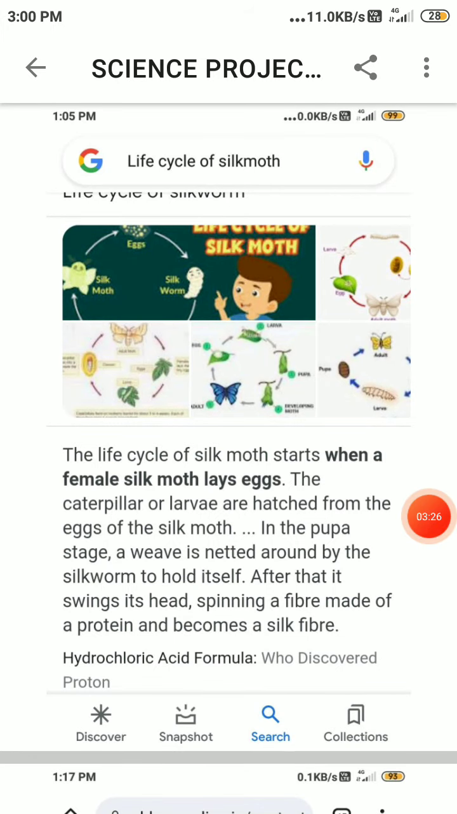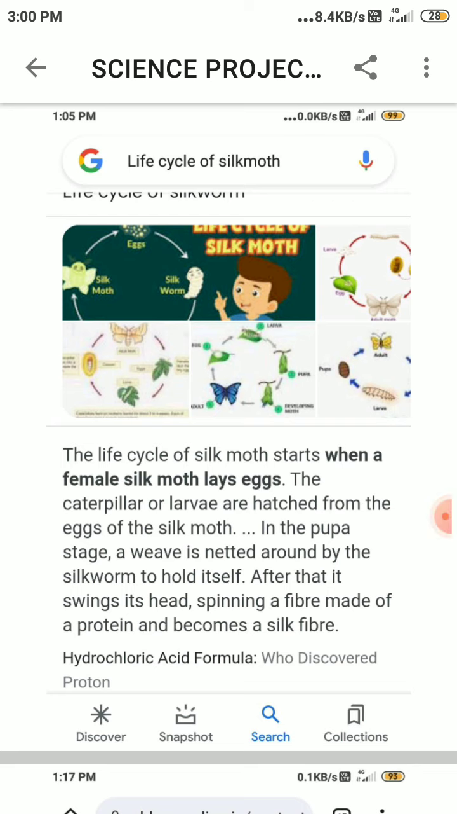There are so many types of silk, but I am only mentioning 4 types of silk. First is mulberry silk, then chanderi silk, eri silk and tussar silk. Thank you, ma'am. The life cycle of the silk moth starts when a female silk moth lays eggs.